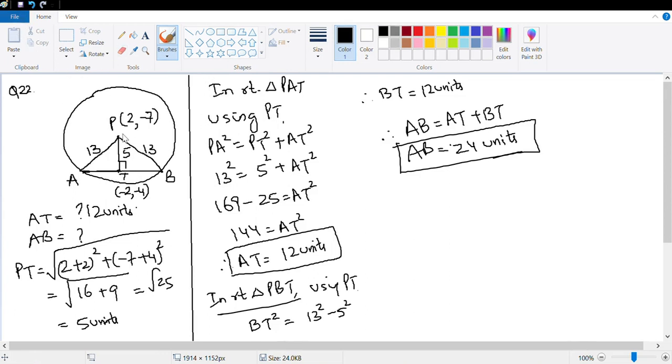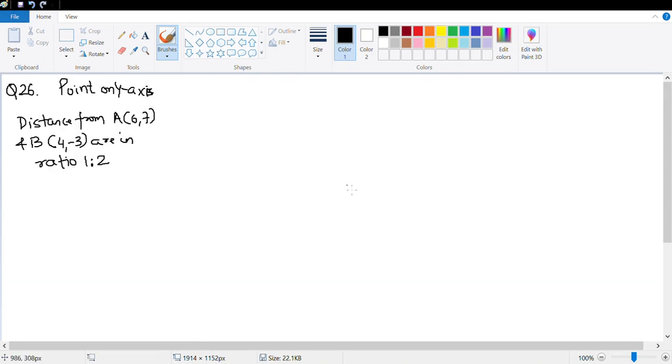Now let's look at the next question. The next question that we do is question number 26. Let's look at the question. 26 says find the point on the y-axis. So the point is on the y-axis, which means the point will be 0, y. It's on the y-axis. Done.